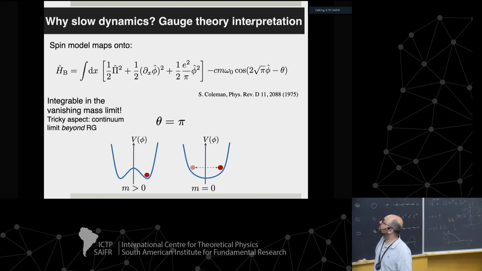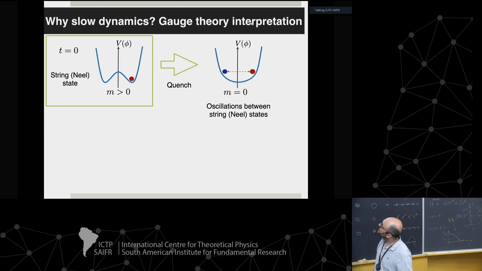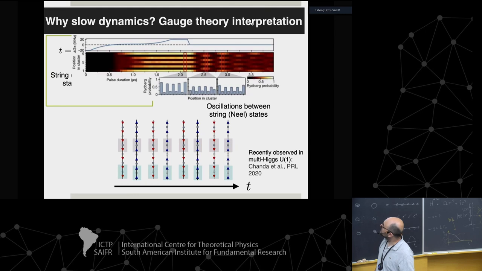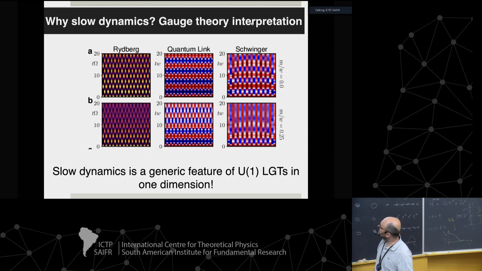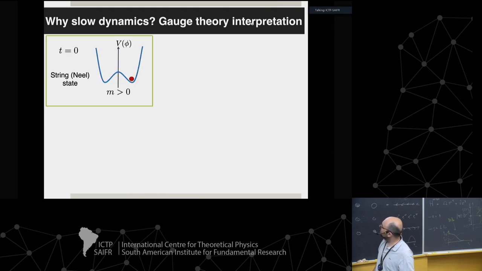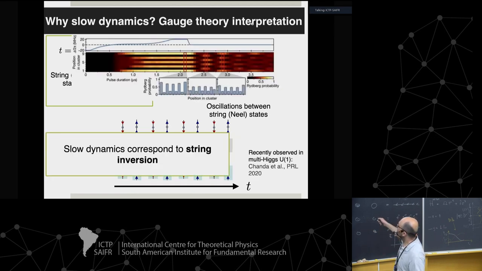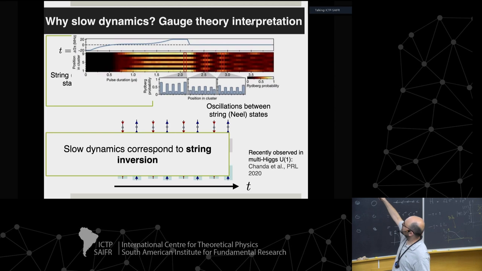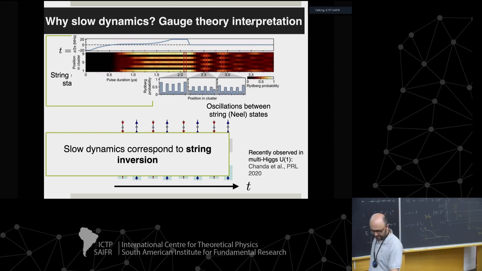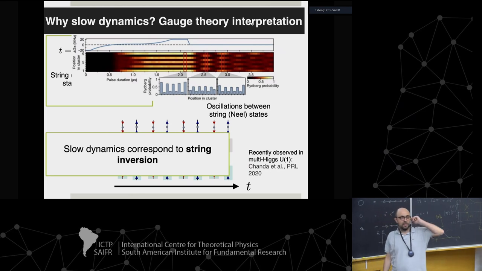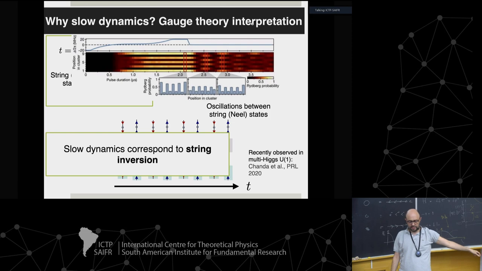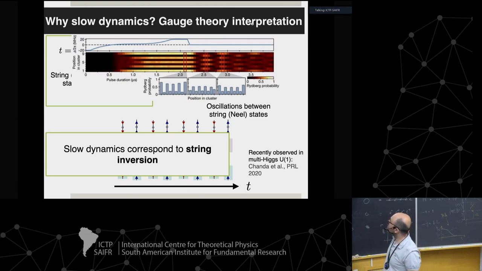Okay, so that's this part, and the string dynamics correspond to... Okay, sorry. Let me mention this. So the string dynamics that we have seen really correspond to these slow oscillations between the null states that were seen in the experiments. So this is really making a connection between very well-known phenomena in particle physics that people are actually still interested in studying continuously, and Rydberg atom experiments.